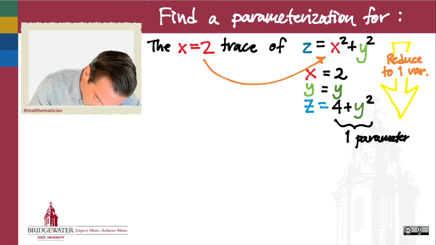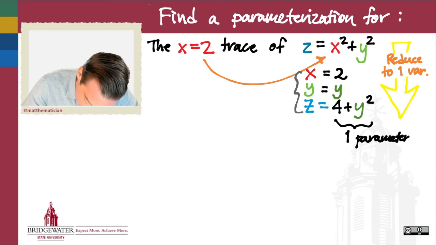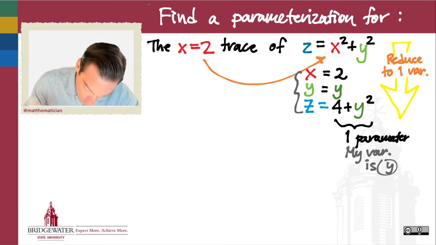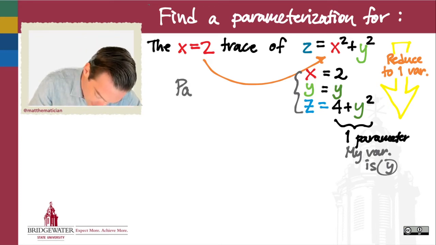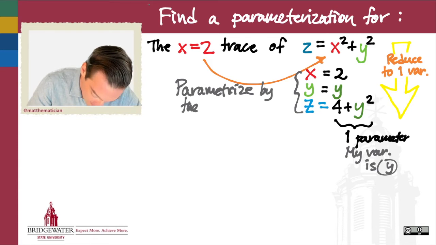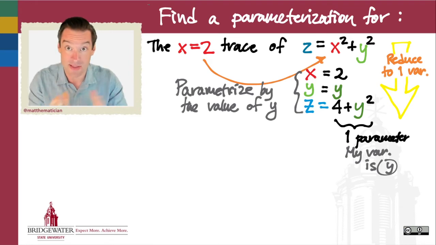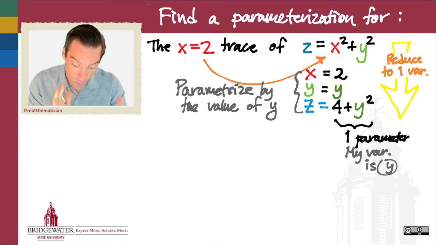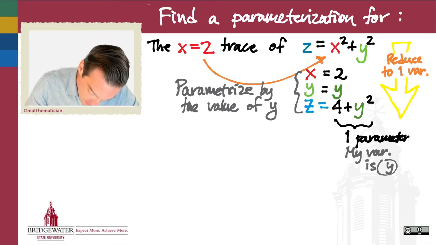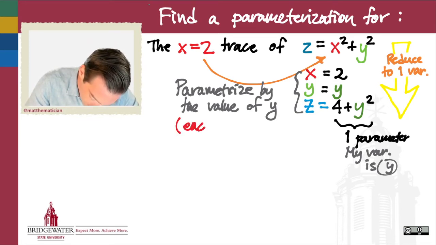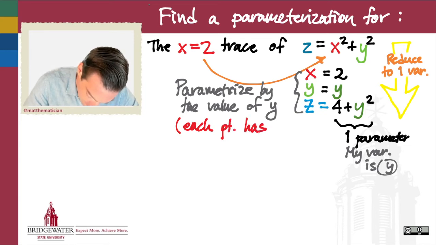And so to make this look a little bit less like circular reasoning or a truism, what we do is we declare, what is my variable on the right-hand side? My variable is y. And so I want to make that y my parameter. So what we're doing is we're parameterizing this curve by the value of y. In other words, we can tell all of the points on this curve apart from one another because each of them has its own value of y. And so that's what makes y a good choice of parameter. So each point can be determined by a value of y.